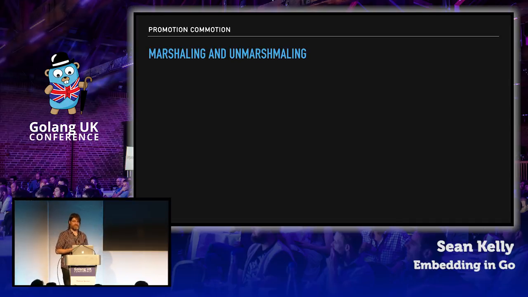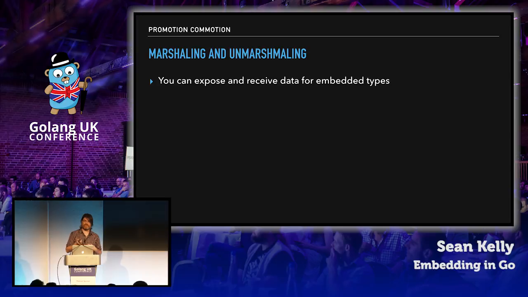Another interesting place where you get into some edge cases with Go and embedding is marshalling and unmarshalling, specifically with JSON. There are a lot of code examples that I have in the repo that, again, wouldn't really fit on the slides, but I'll walk through the problem with them here. When you're marshalling data, you can expose and receive data for embedded types, and that works just fine. There really isn't a problem with it. If you have something that embeds a cuteness level into a corgi, you can then receive that value in JSON at the top level of the object and marshal it in, and it works just fine.